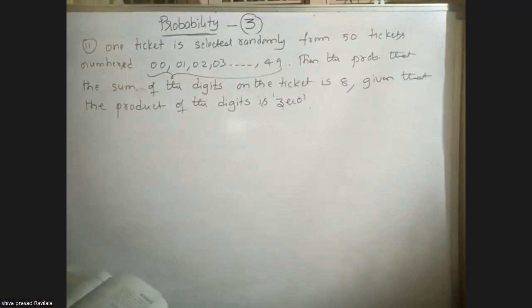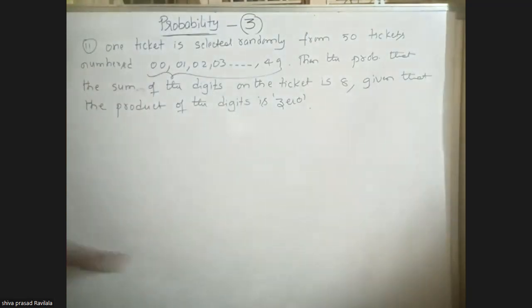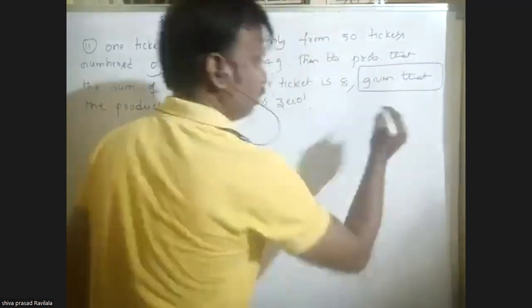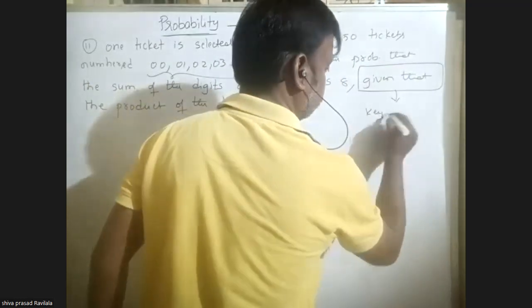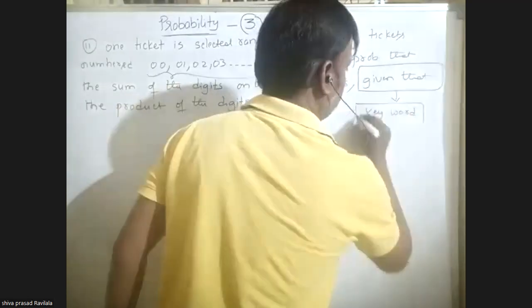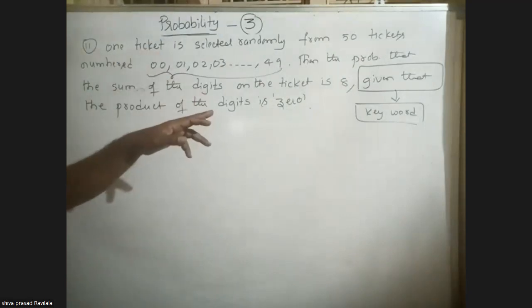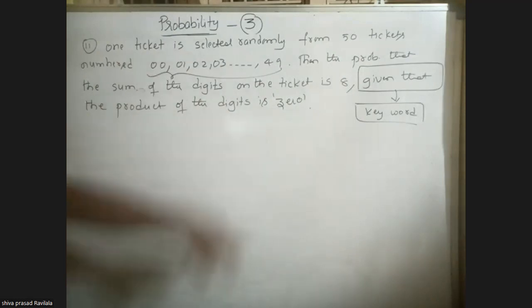Product of digits is 0. First, which formula should we use? Quickly. E1, E2 are two events, or A, B are two events. The probability that the sum of the digits on the ticket is 8, given that the product of the digits is 0. And this is the keyword: given that means already that is given, conditional probability on that condition. Given that the product of the digits is 0.